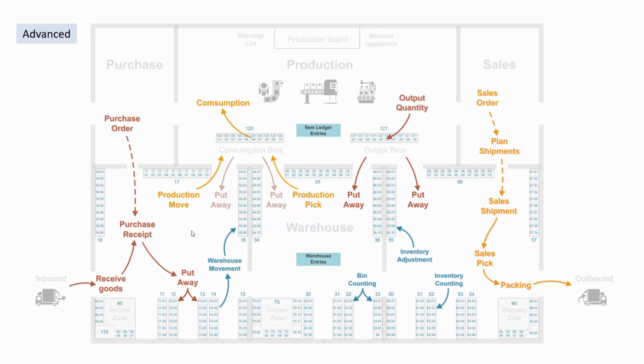So this will be the scenario in PowerPoint, meaning we have all the pick activities, the sales shipment activities, and also all the movement bins activities.